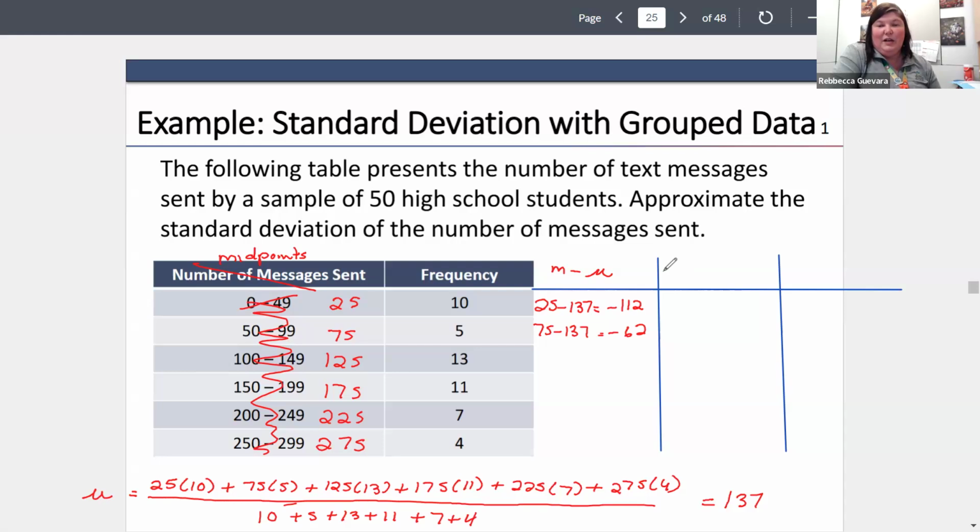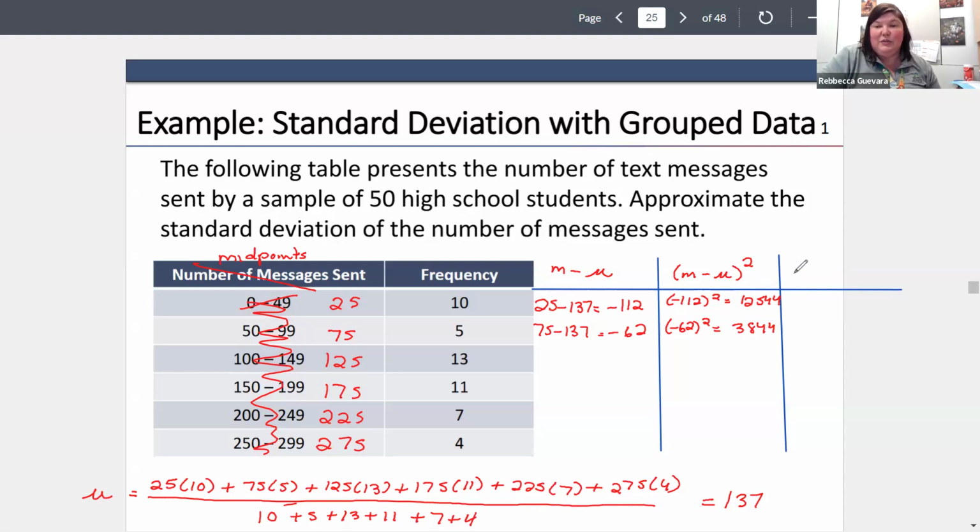We do this through each data point, and then we take that midpoint minus the mean and we square it. So we take that negative 112 and we square it, and we get 12,544. The same thing here, we take that negative 62 and square it. Remember, once you square everything, it should come out positive. This is 3,844. We'd keep doing that with the rest of that data.